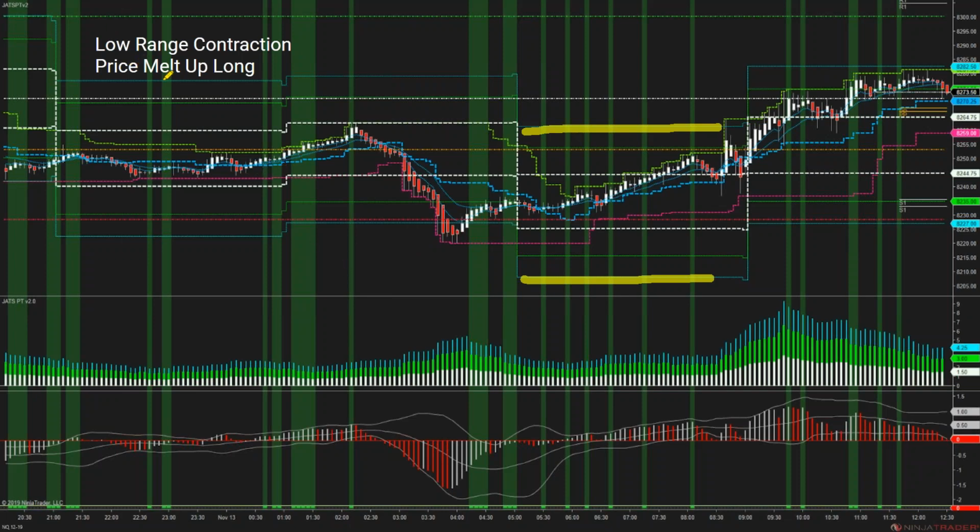This is a picture of that low range contraction, price melting up long. So these are just longs with the price moving or the range contracting. So you can see that there were some good opportunities with this setting, and I'll show you how to get that with the indicator. It's very easy to do. But these are that, you definitely see price moving up.